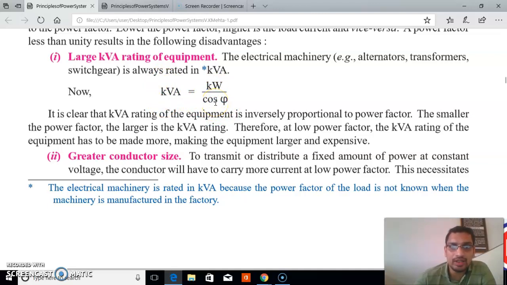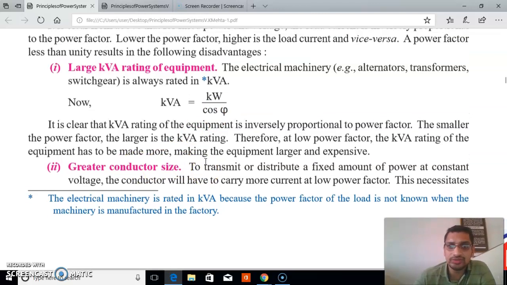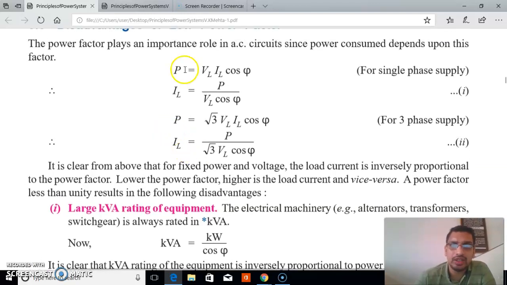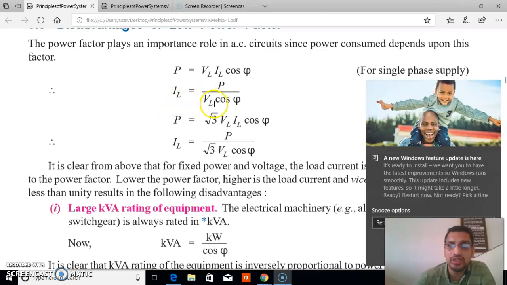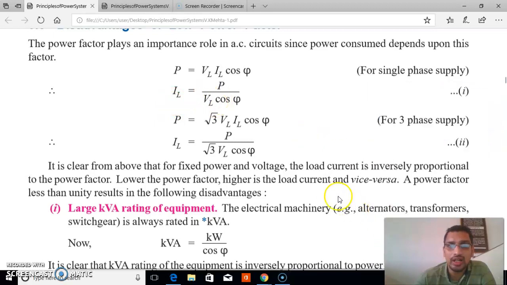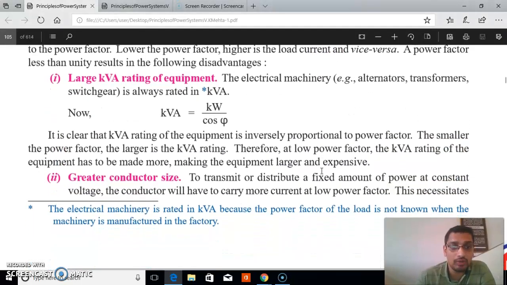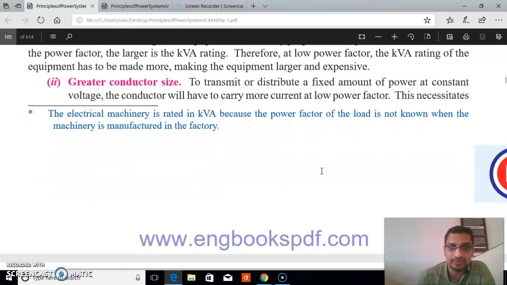Another drawback of lower power factor is greater conductor size. Because power P is equal to VL IL cos phi, and IL is equal to P by VL cos phi, so cos phi and IL are inversely proportional. Low power factor means the circuit current becomes high, so we need to install a large size of conductor. That is the second disadvantage: lower power factor, greater conductor size.